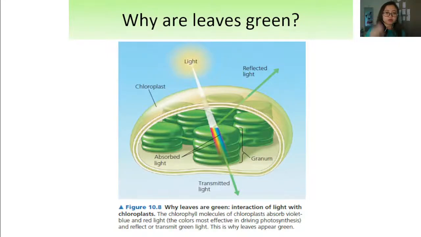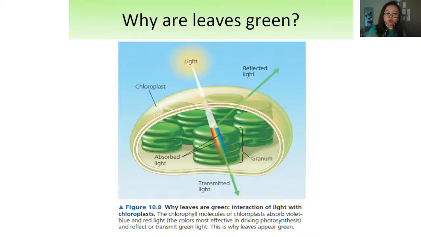So this is the part where you are supposed to think, oh, okay, so if that is what the chlorophylls do, why are leaves colored green? The answer to that very simple question is that the interaction of light with chloroplast is why leaves appear green.